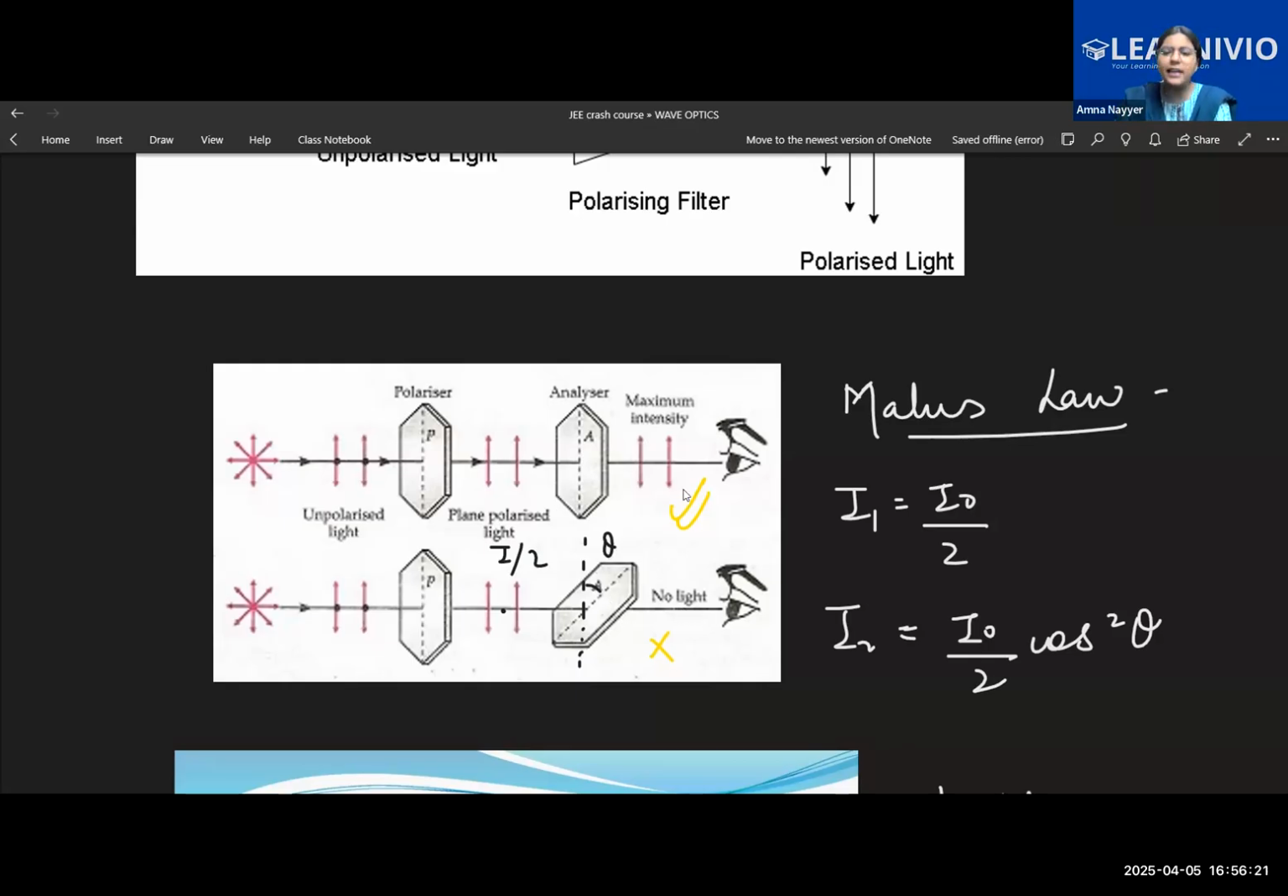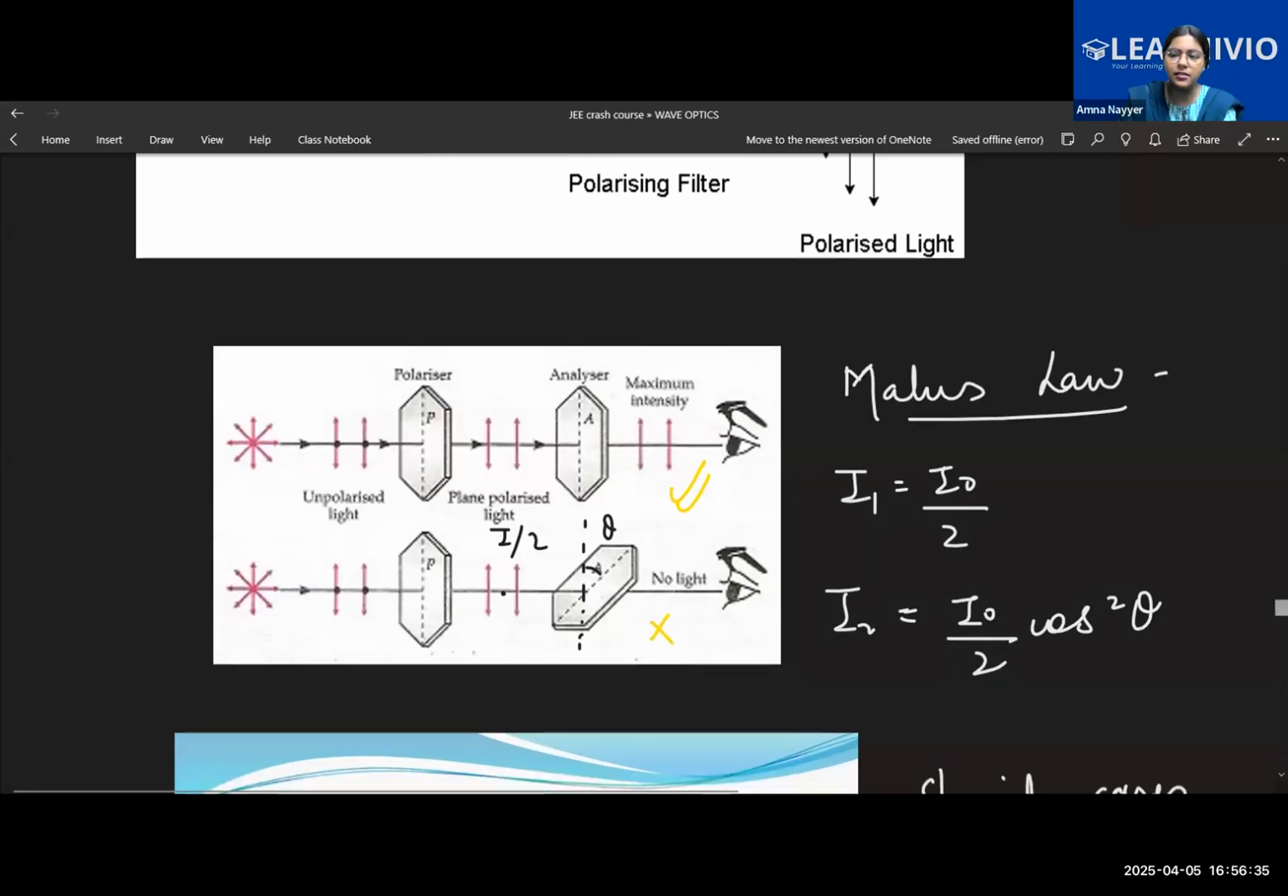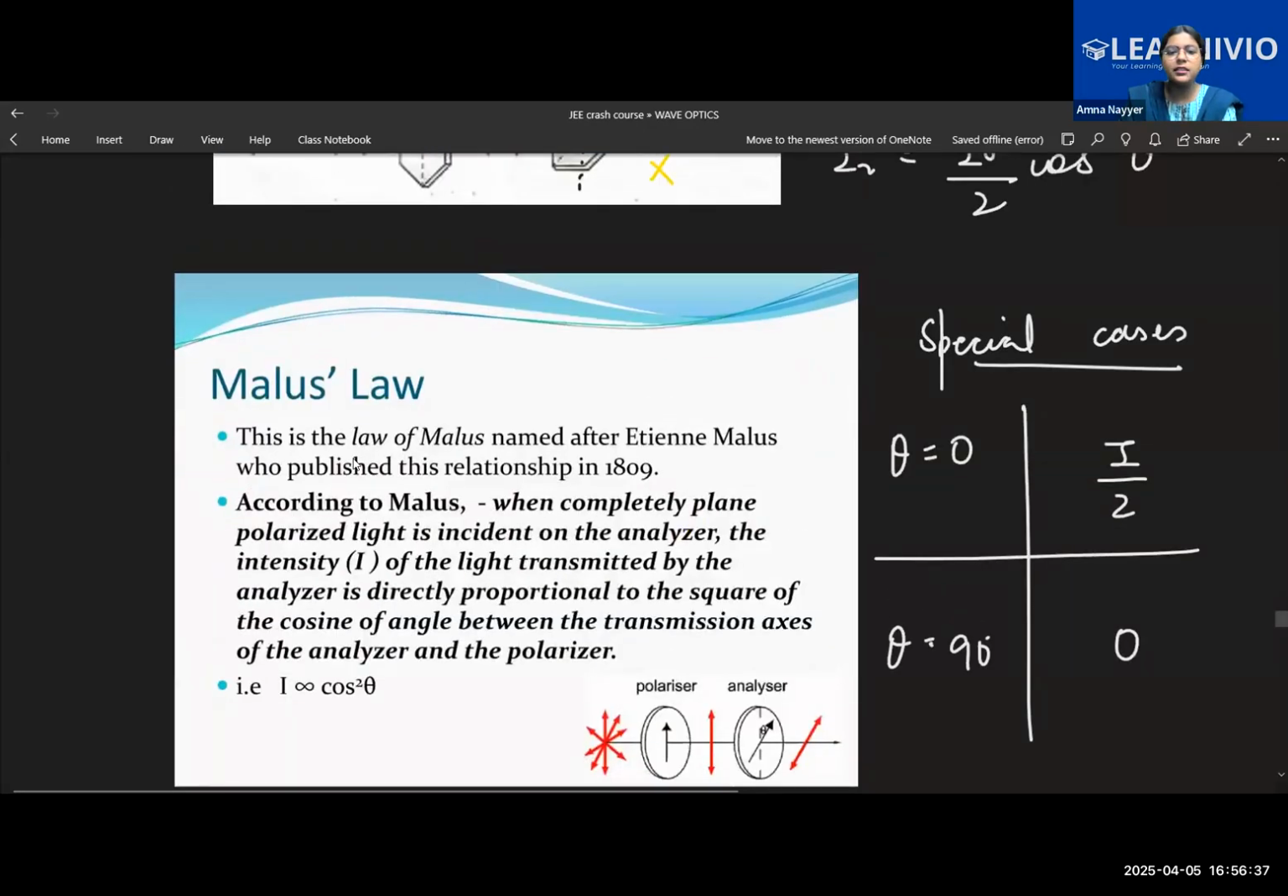Whatever this angle is, there's a law called Malus law. First the intensity becomes half of the peak, and then for calculating the subsequent intensities you use the formula I naught divided by 2 cos square theta. What is this Malus law? You can check here. This is the law of Malus, named after the scientist.